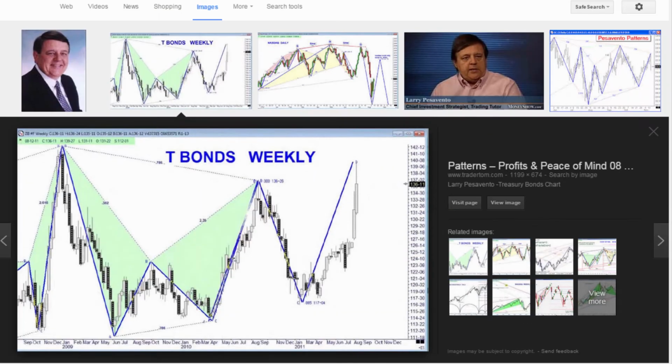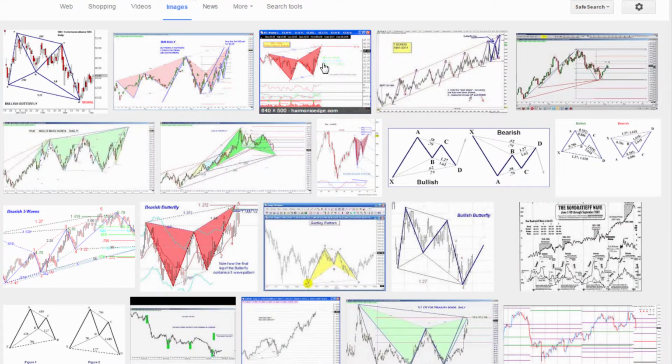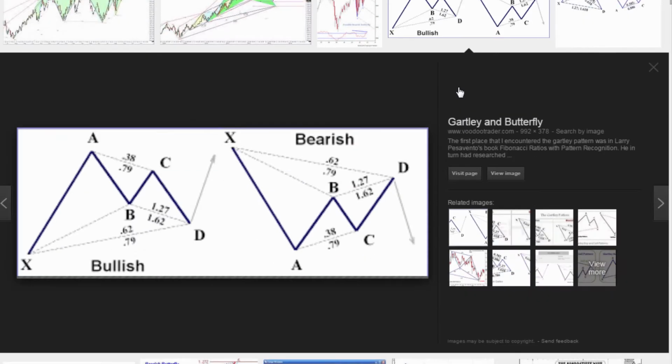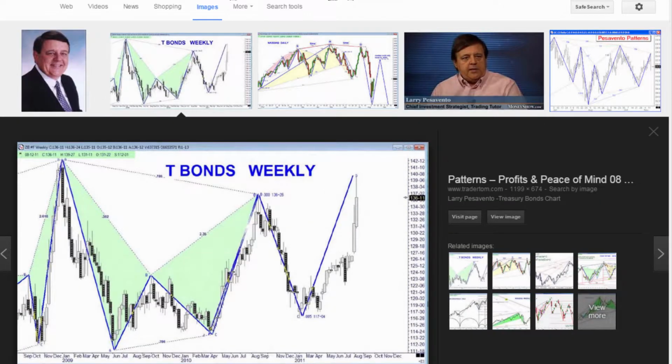From that point, there was a gentleman by the name of Bryce Gilmore who coined the term the butterfly. Let's see if we could find it. We'll just grab anybody's chart, it doesn't matter here. So the butterfly: X to A down, A down a 786, up 38.79, down a 1272. So Bryce Gilmore put this together, the butterfly, and from that point there was another person by the name of Scott Carney.